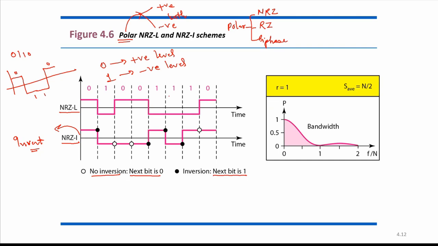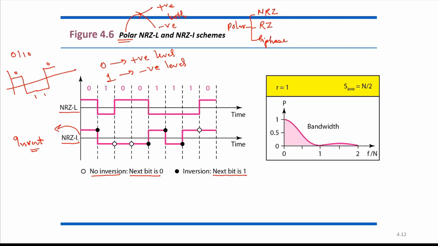Again at this point it will keep on checking the next bit. So next bit is again 1. So it will again invert. Again at this point it will check the next bit. So next bit is 1. So it will again invert. At this point it will check the next bit is 0. So there is no inversion. It will keep on constant, the positive side only. So this is the NRZ-I.